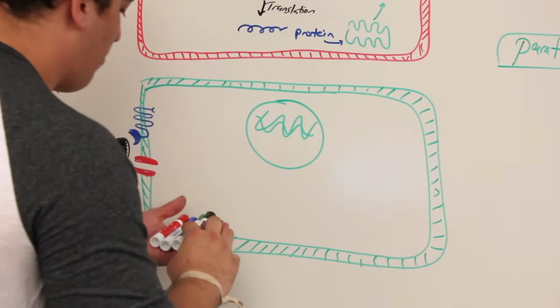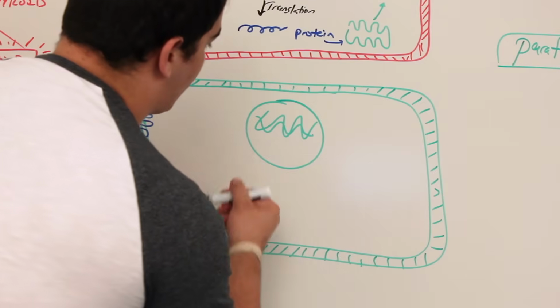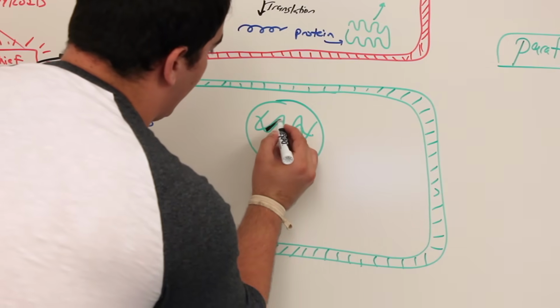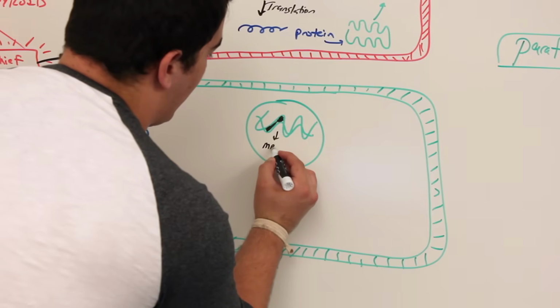We have to make our calcitonin. So how do we do that? We take this actual DNA right here. We'll say this is the gene to make calcitonin, and we actually transcribe it into mRNA.